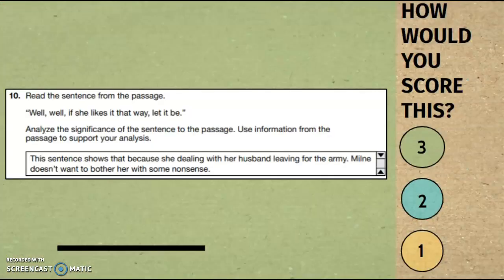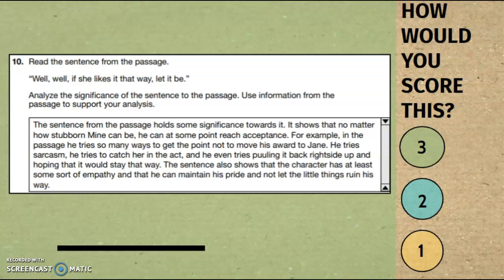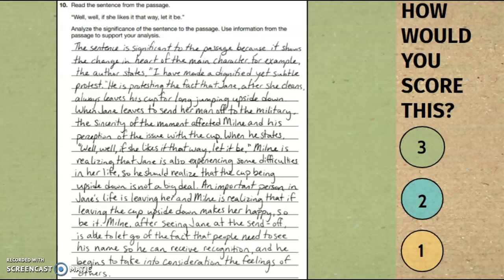Okay, so here we are looking at 3 samples of student writing and deciding how each of these would be scored. It's probably pretty easy for you to tell which score this would get of 3, 2, or 1. Score now. Okay, next one. How would this score? 3, 2, or 1? And finally, how would you score this answer?